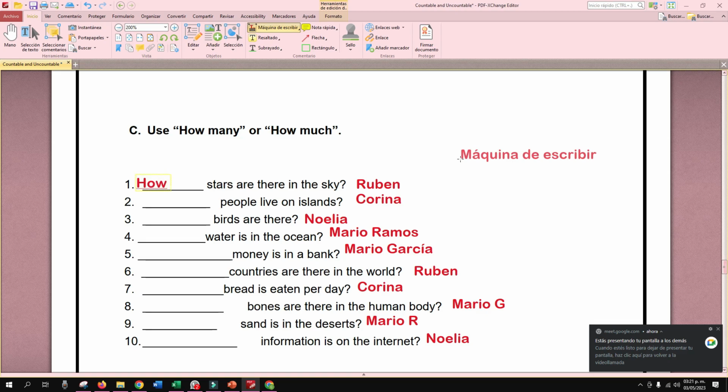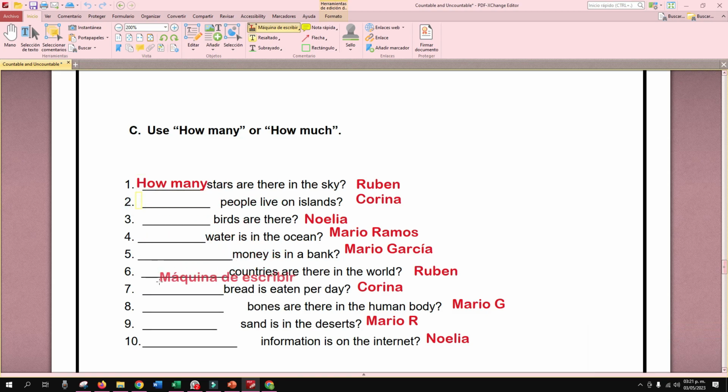How many stars are there in the sky? Okay, how many stars are there in the sky, right? That would be complicated to count them, right? Nice. Miss Corina, number 2. How much or how many? How many people live on islands? Yes. Okay, so how many, right? How many people live on islands, right? Good. Noelia, number 3. How many or how much?